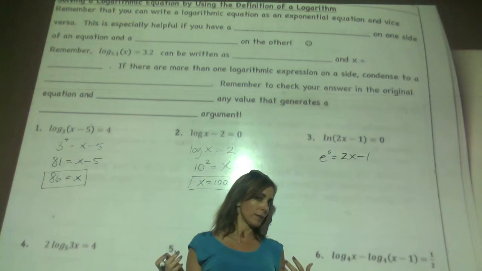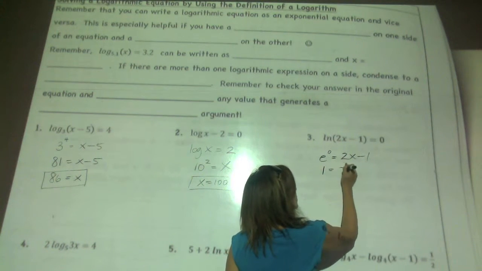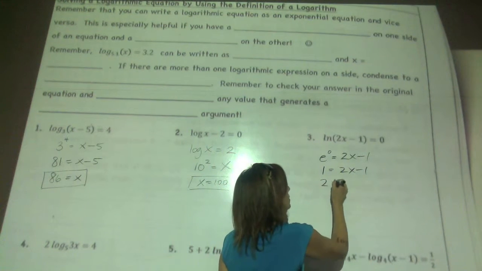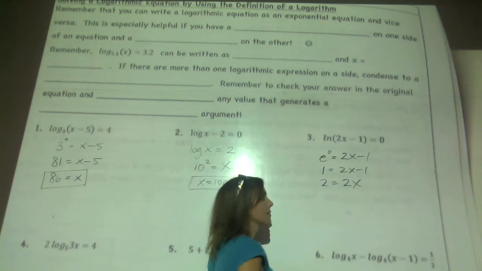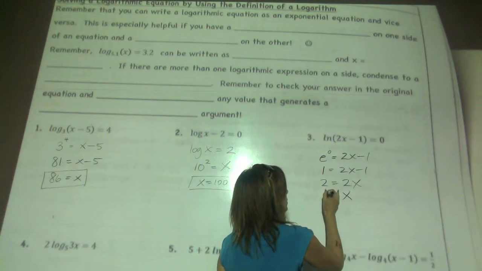What is anything to the 0 power? Last time I checked, that was 1. 1 is equal to 2x minus 1. Add the 1. 2 is equal to 2x. Now, let's divide both sides by 2. X is equal to 1.